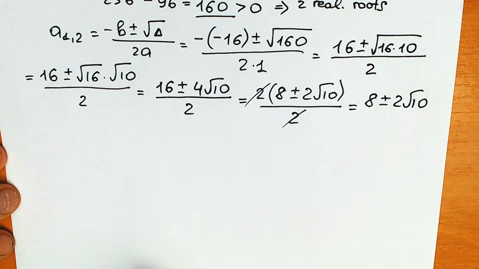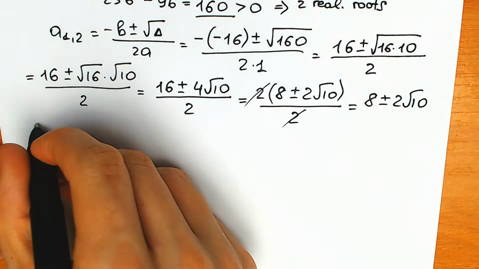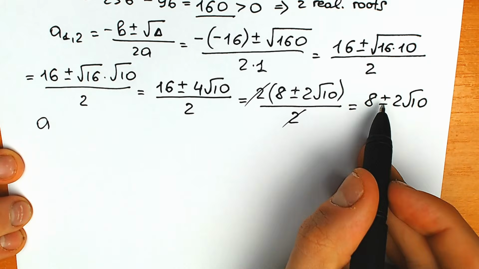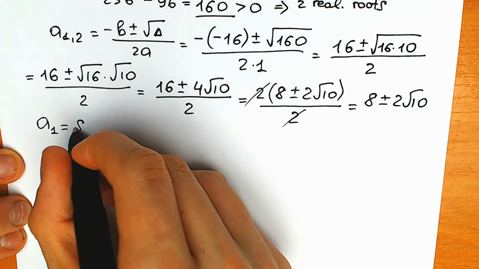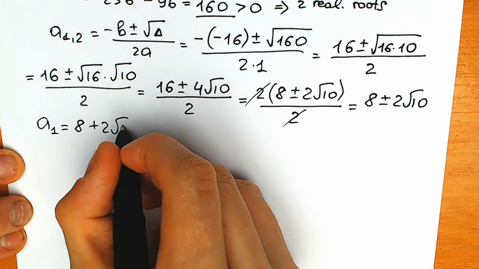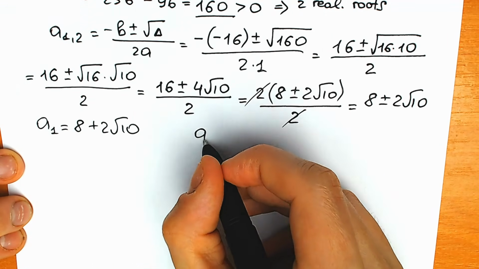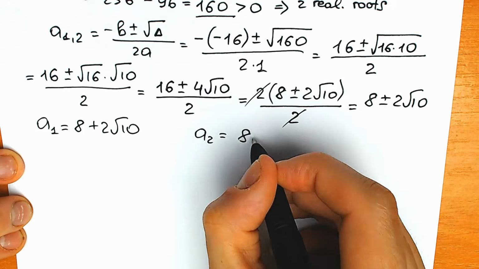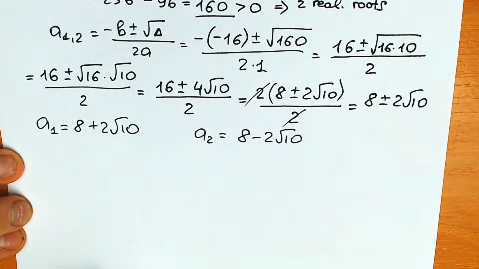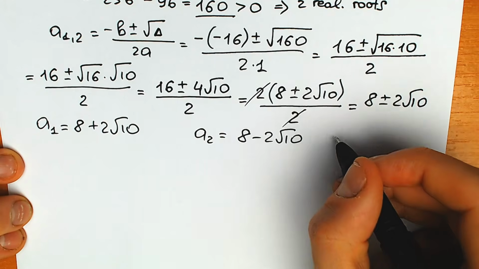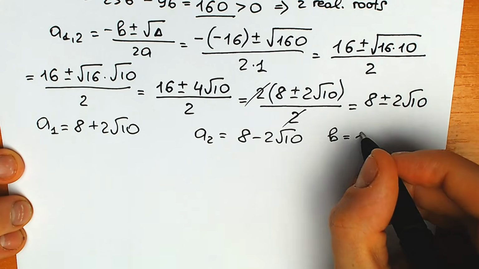What are we going to do next? Of course, don't forget about the thing that we have plus minus. So we have two roots. A first, let's go with the plus sign, 8 plus 2 square root of 10, and with the negative sign, a second equal to 8 minus 2 square root of 10. Okay, 8 minus 2 square root of 10. And don't forget about b equal to 16 minus a.